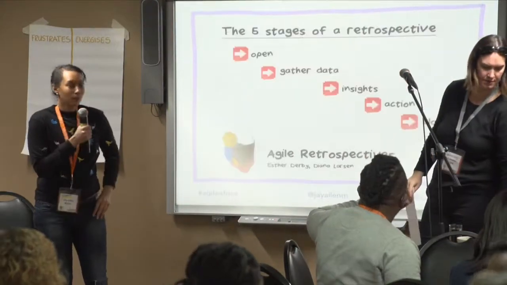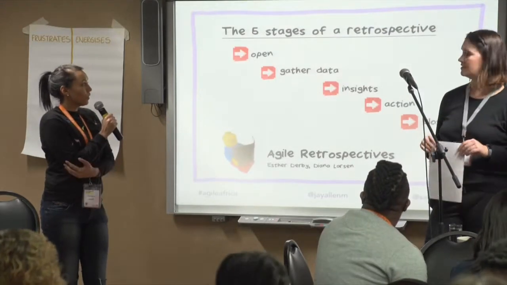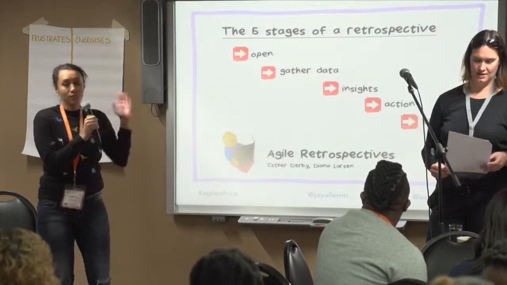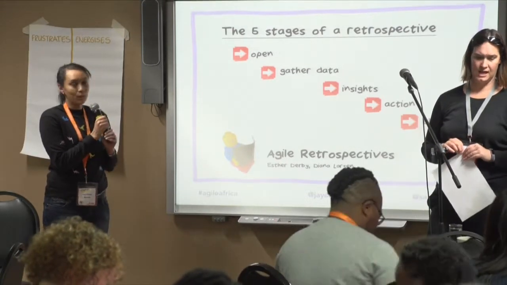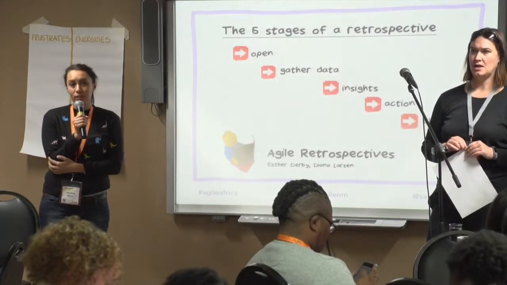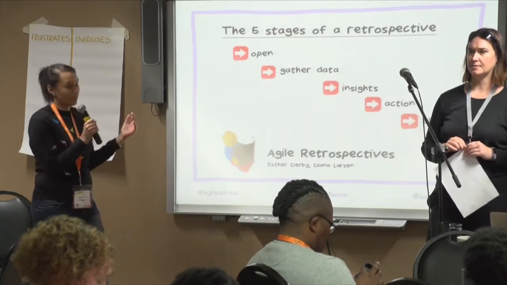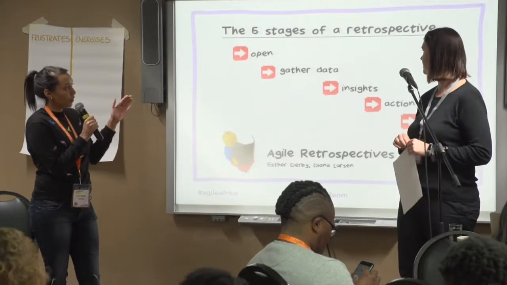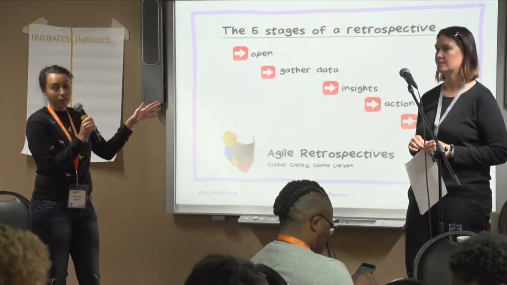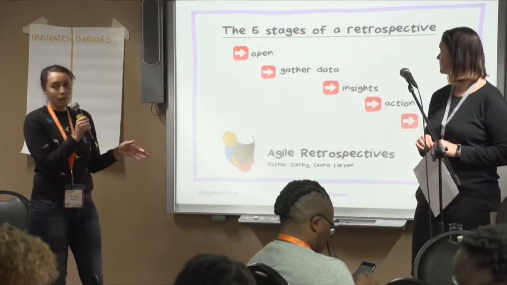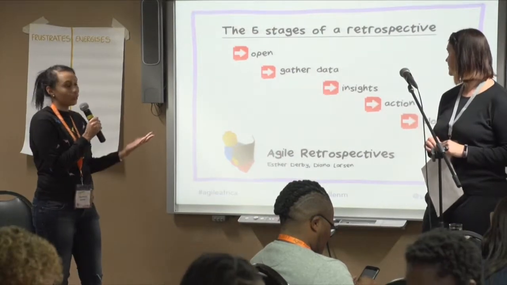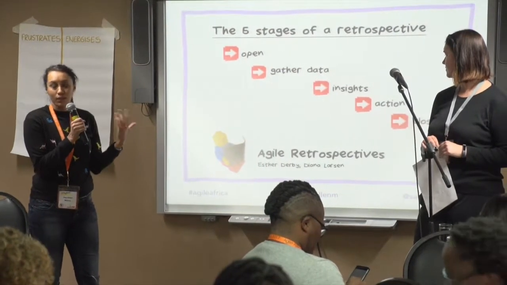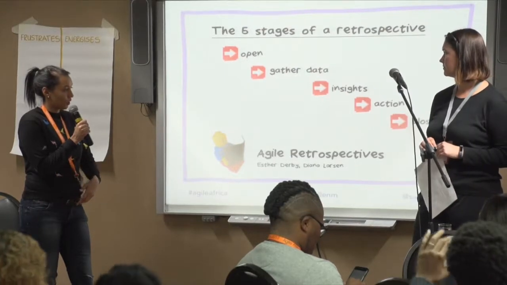Okay. Cool. So now we're going to take you through the 5 stages of a retrospective. And we'll explain which activities that you've done were part of the stages. So we have open or check-in. We have gathering data. Third step is generate insights. Fourth is decide what to do or action. And the last one is close.